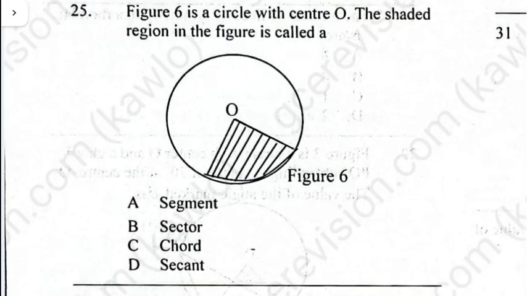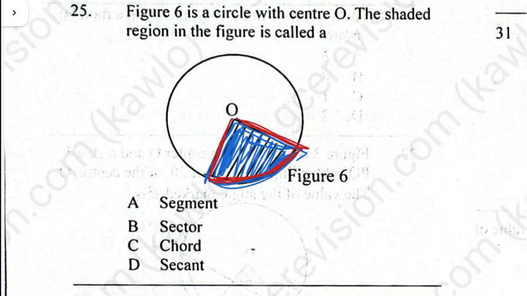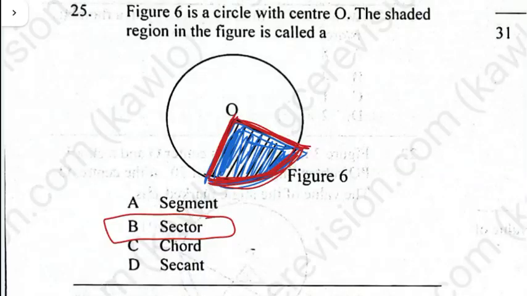Question 25. Figure 6 is a circle with center O. The shaded region in the figure is called. So this shaded region in this circle is bounded by an arc. This is the arc, bounded by an arc and 2 radii. This is a radius and this is a radius. So we have 2 radii, and that forms what you call a sector. If we had something like this, then this would be known as a segment because it's bounded by an arc and a chord. But this one that is bounded by 2 radii, the radius passing through the center, gives us what you call a sector.